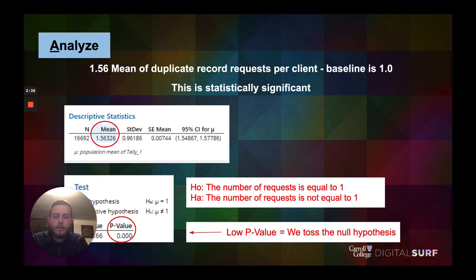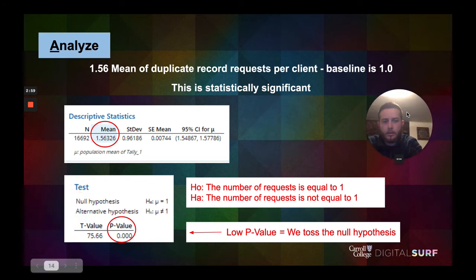And along with this sample t-test, we have a mean of 1.56, and that's the mean of the duplicate record requests per client. And our baseline is 1. That's our goal, so that's definitely a little high. And to make sure that this is actually significant, we have our, let me move this camera for you so you can see that.